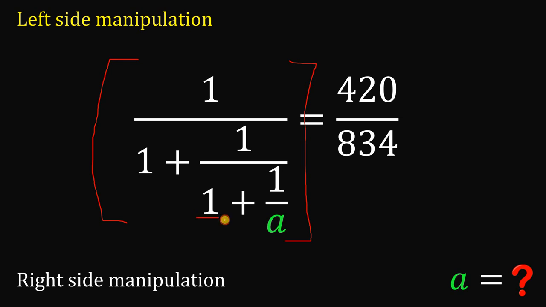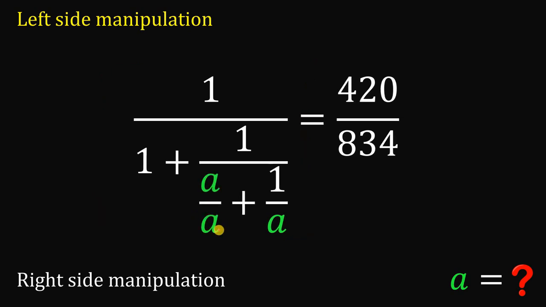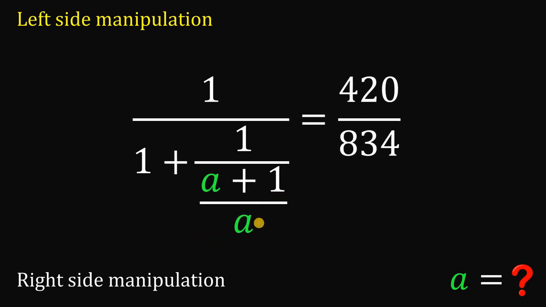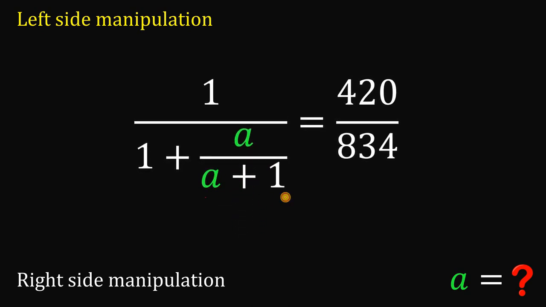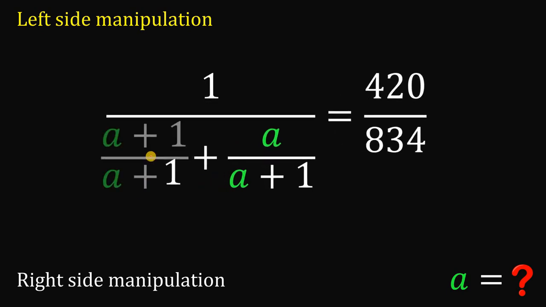Now take note, this one right here can be written as a over a. This is just 1. Why do we do that? The reason is to make the denominator the same. Now if we add a over a plus 1 over a, this will give us a plus 1 over a. Now 1 over a plus 1 over a can be written as a over a plus 1. Now this one right here can be written as a plus 1 over a plus 1.